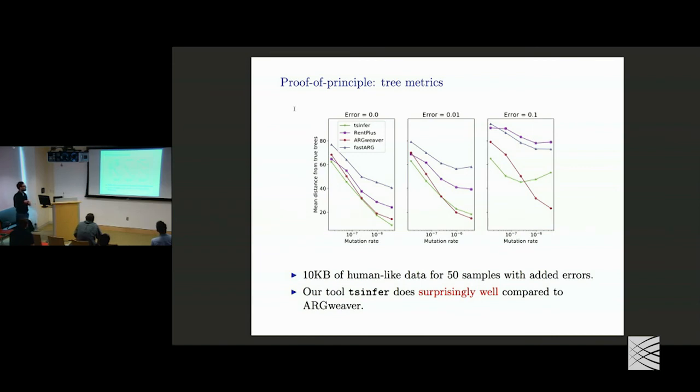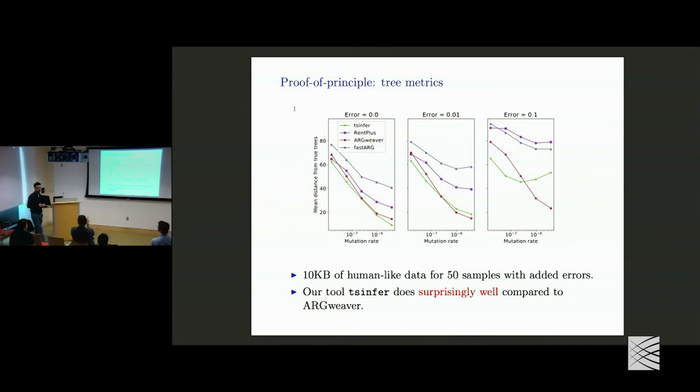So then in the error-free case, our tool tsinfer is doing surprisingly well. Right, so we're roughly the same accuracy as Argweaver, which is a very heavy-duty probabilistic model. And then, very encouragingly, as we throw more errors on, we're actually doing pretty well as well. So for the sort of intermediate errors regime, which is kind of where we expect to be, we're pretty much the same accuracy as Argweaver, which is very encouraging.